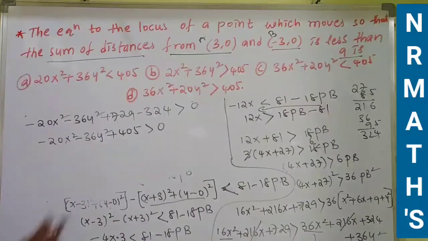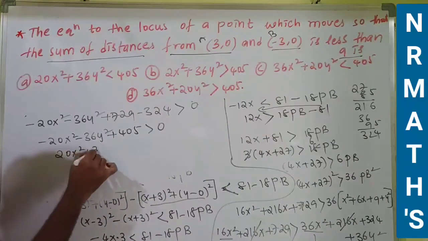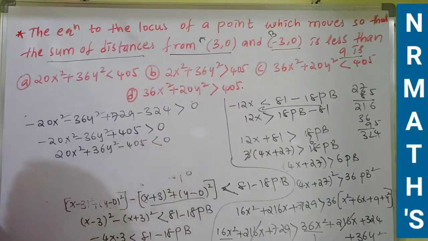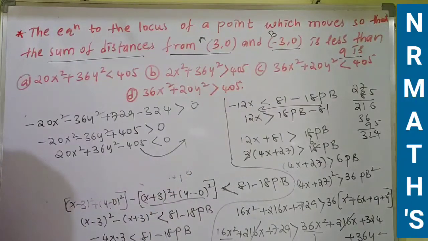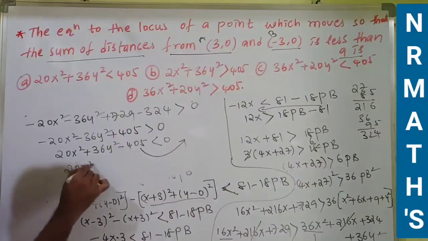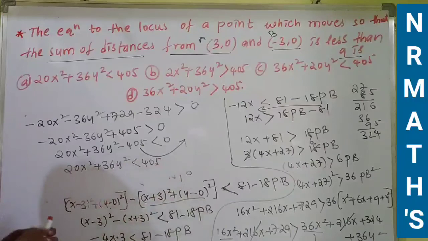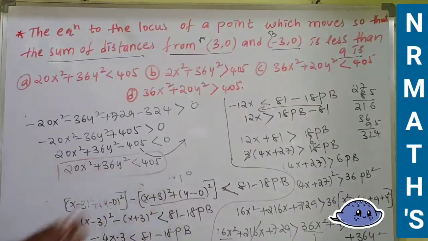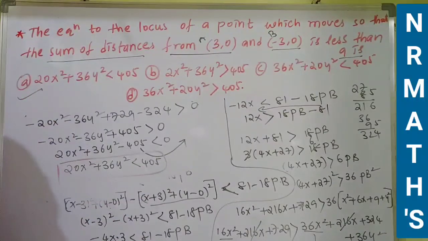Now multiplying both sides by minus, 20x square plus 36y square minus 405 is less than 0. Moving minus 405 to the right side, we get positive, so 20x square plus 36y square is less than 405. This is the required option, option A.